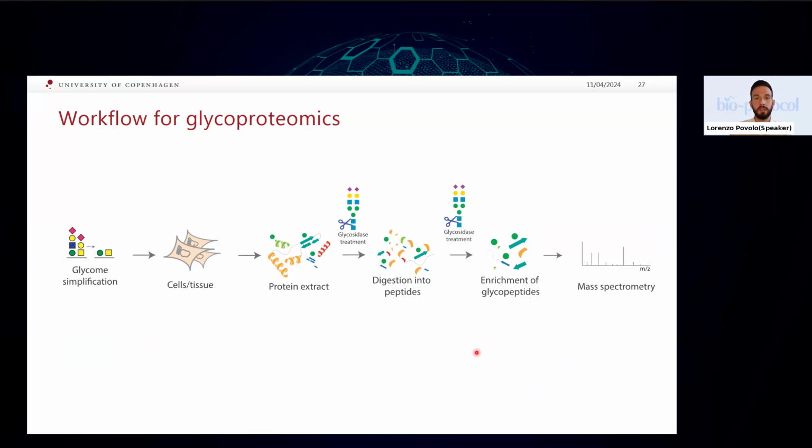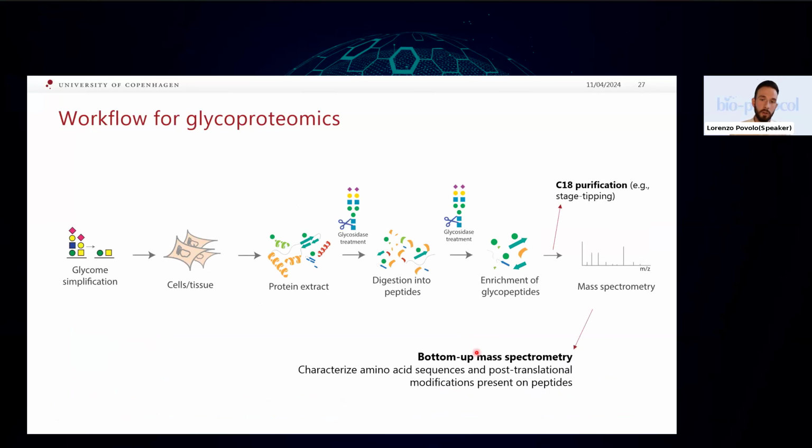We have seen there are some optional steps. The last thing that remains is the mass spectrometry. Before running mass spectrometry, it's important to do a C18 purification, StageTipping, to avoid contamination of the mass spectrometer before going into the bottom-up mass spectrometry approach. In the interest of time, I will go also quite quickly on the mass spec part.